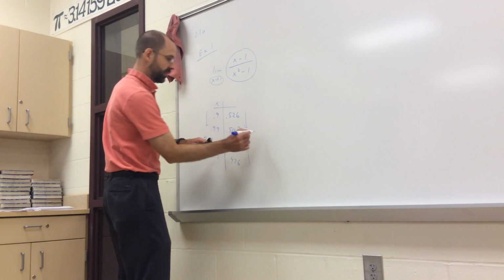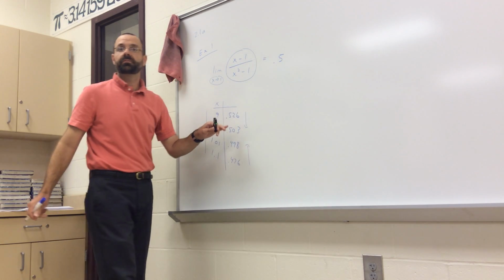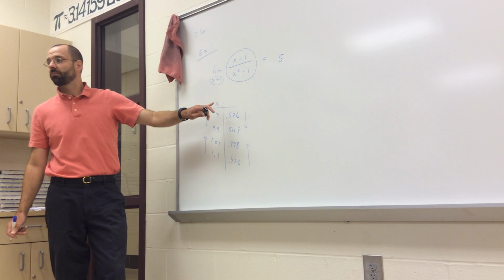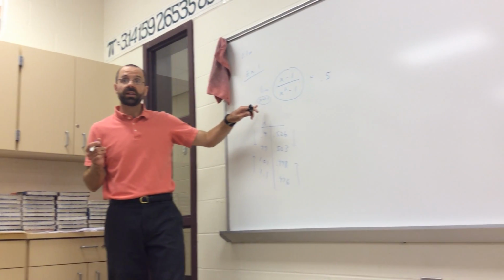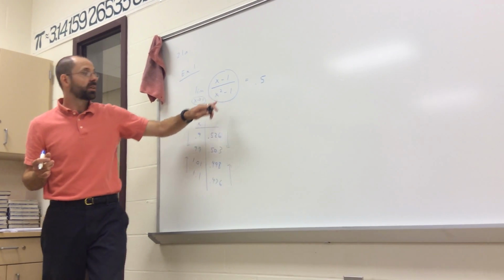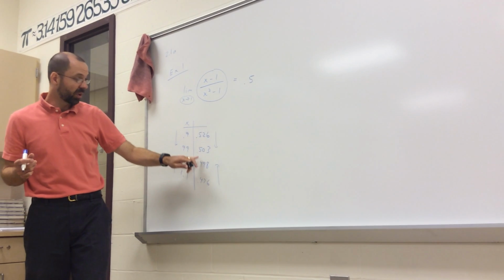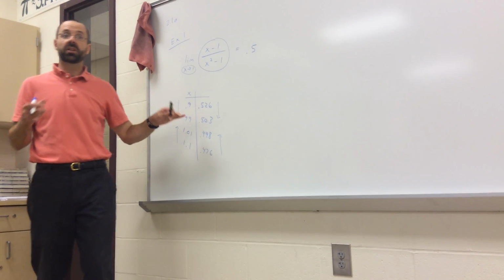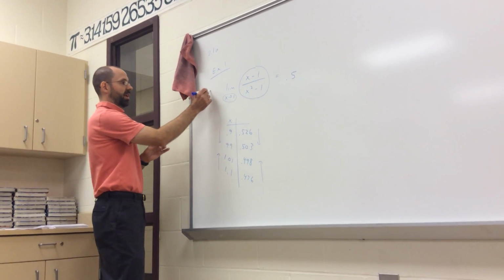0.5 is correct. So the answer is 0.5. So the limit as x approaches 1 of this function is 0.5. It doesn't mean that the numbers are 0.5, it just means that the numbers are getting close to 0.5. Okay, so that was part A.